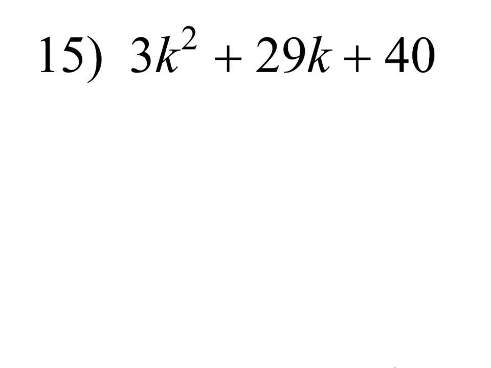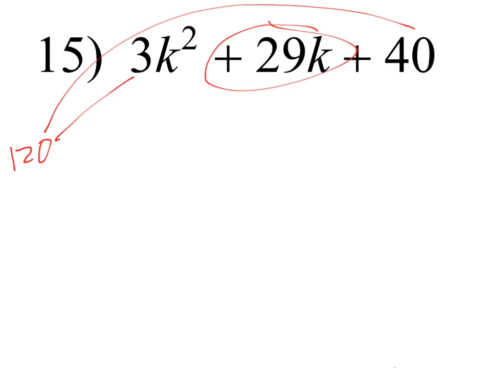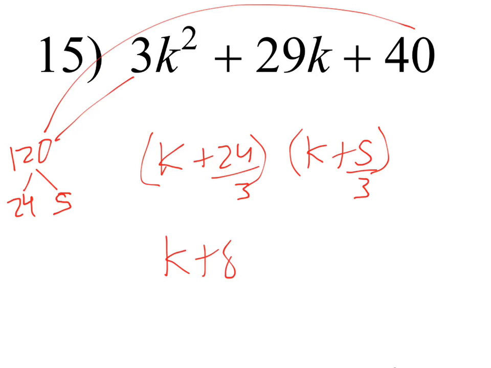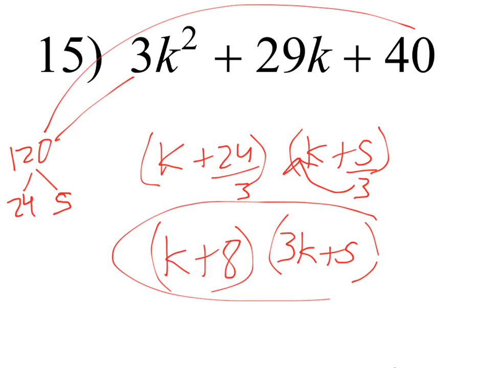So this one, they're not all divisible by 3, so we'll take the 3 and the 40 multiply together, give you 120. And when you figure out what factors of that add up to be 29, well, that's 24 and 5. And that'll give you, we're on k's now, so k plus 24 in my first one, and then we'll have k plus 5 in my second one. And we need to address the 3 issues, so we'll try to divide them both by 3. It works in the first one, giving you k plus 8. It doesn't work in the second one, so we'll pull the 3 out front. We'll give you 3k plus 5, and that'll give you that one.